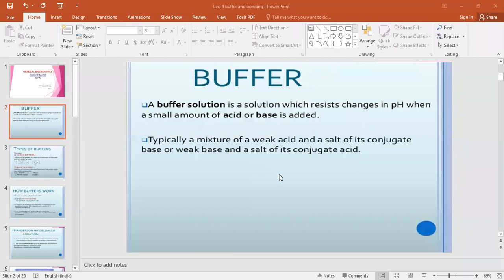So this is typically a mixture of a weak acid and the salt of its conjugate base. There is only one combination for a buffer: an acid and its conjugate base. Either it is a weak acid or a strong acid. If there is a strong acid, then its conjugate weak base, and if there is a weak acid, then its conjugate strong base.